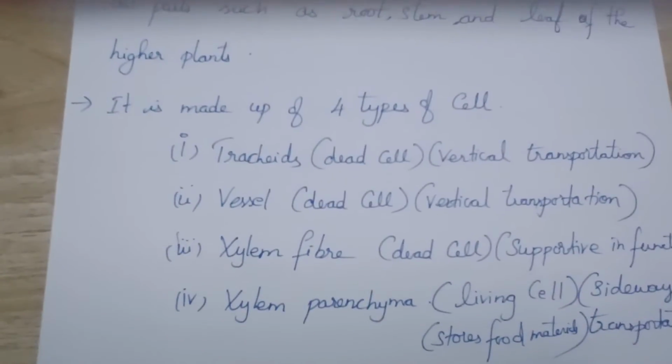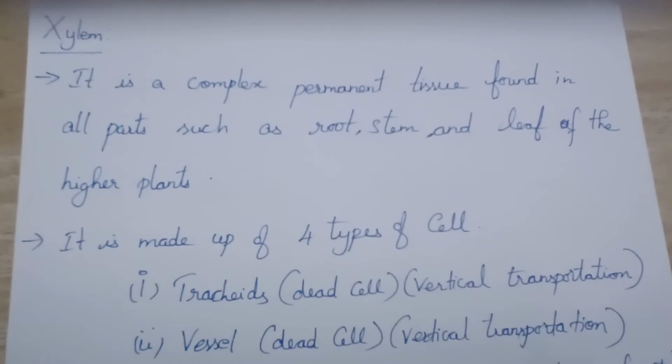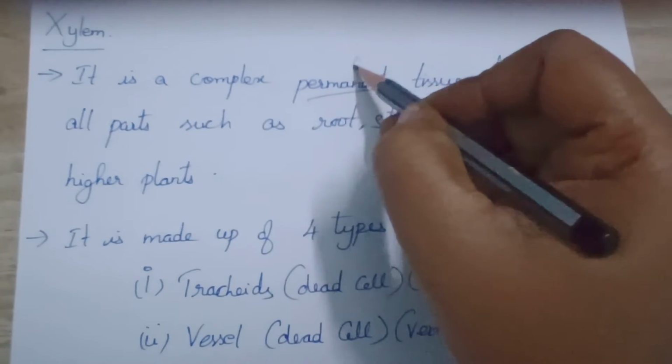Okay, xylem. In the 9th standard itself we have studied about xylem, right? What is xylem? Xylem is a complex permanent tissue. Permanent tissue, that means what? It attains some definite shape.